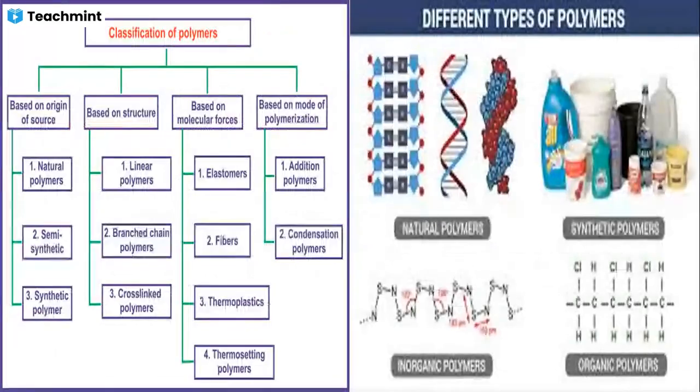Now in your syllabus, there is a classification given in different types: based on the origin, based on the structure, based on the physical forces or molecular forces. Then based on the nature, organic polymer and inorganic polymer is given. There are so many different types of polymers. Here a picture has been shown to you. The natural polymers, the synthetic polymers, inorganic polymers are here.